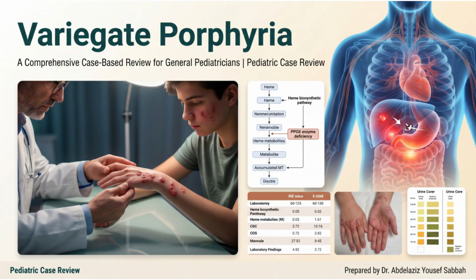We will cover clinical presentation, pediatric onset, recognition of an acute attack, skin and neurological findings, the underlying enzyme defect and pathophysiology, diagnostic and confirmatory testing, classification, differential diagnosis, acute attack management, and long-term prevention. Let us get into it.